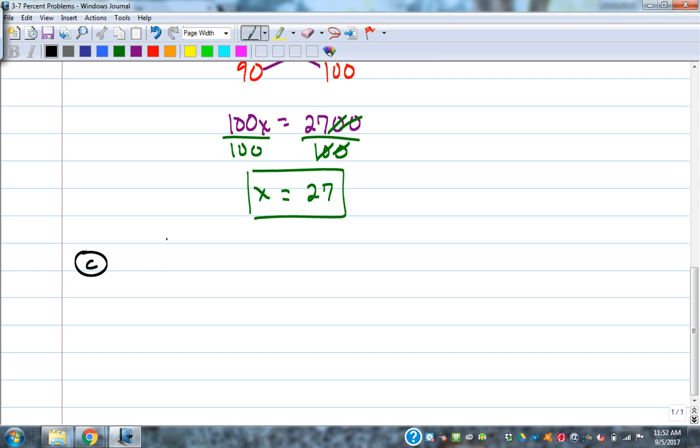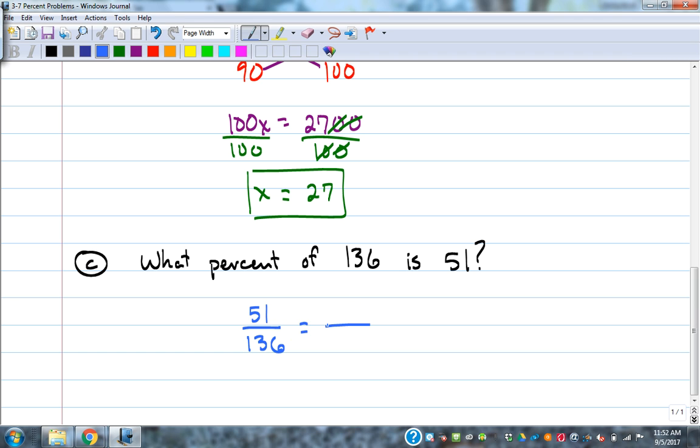Let's see. What percent of 136 is 51? So let's set it up. Is over of equals x over 100. Percent is what we're looking for here, so that's why the x is on the top of the 100. Percent over 100. Cross multiply.